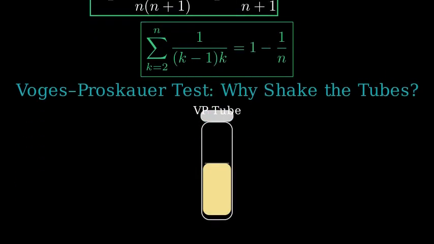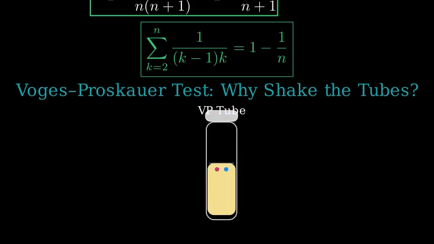Here is a test tube with bacterial broth. We will add alpha-naphthol and KOH, then shake vigorously to mix well and bring in oxygen. Finally, we will see the red color develop.